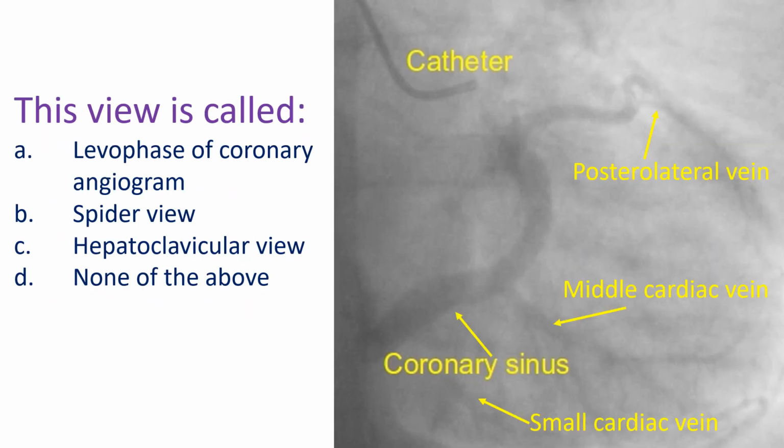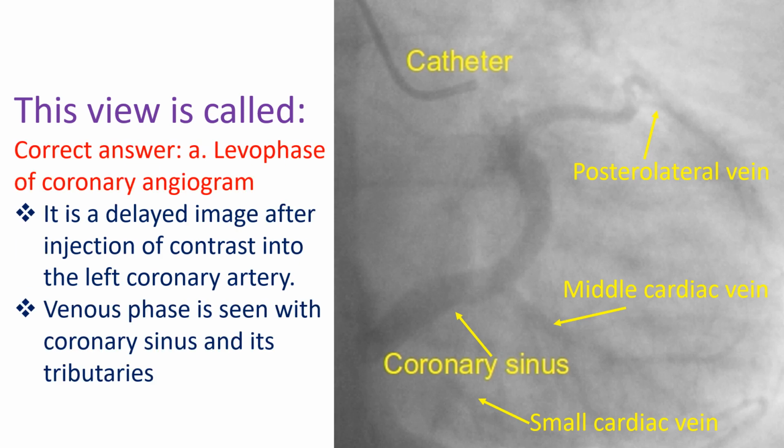This view is called A. Levo phase of coronary angiogram, B. Spider view, C. Hepatoclavicular view, D. None of the above. Correct answer: A. Levo phase of coronary angiogram.